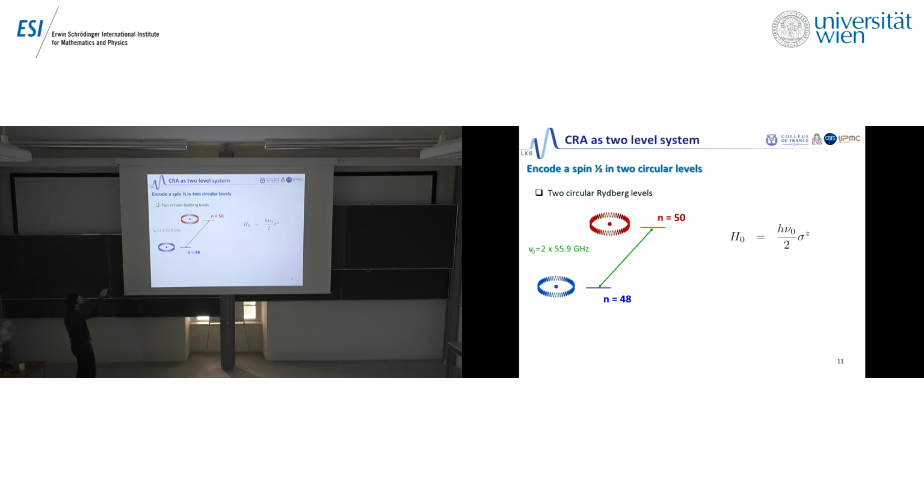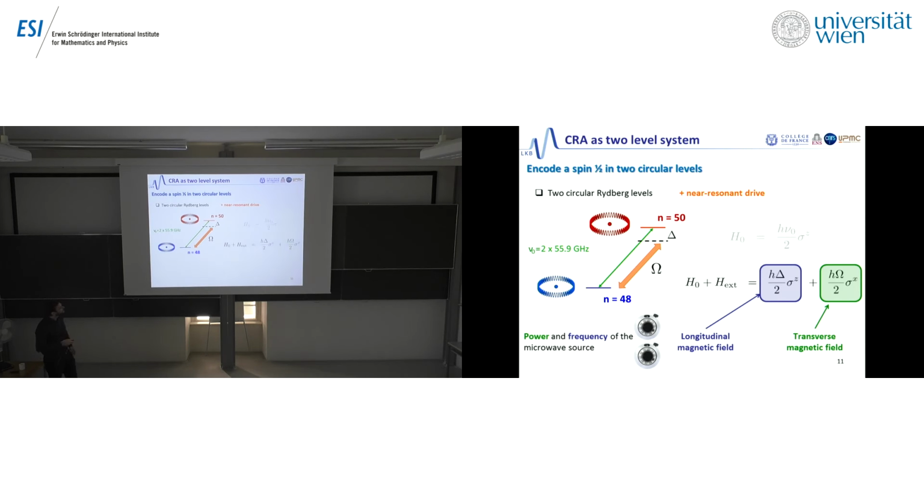So we propose to encode a spin 1/2 in two circular Rydberg levels. We chose n equals 48 because it's a good balance between strong dipole-dipole interactions and somewhat weak sensitivity to stray electric and magnetic fields. The spin up will be encoded in the n equals 50 state, also a circular state. These two states are separated by an energy in the range of 2 photons of 56 gigahertz.